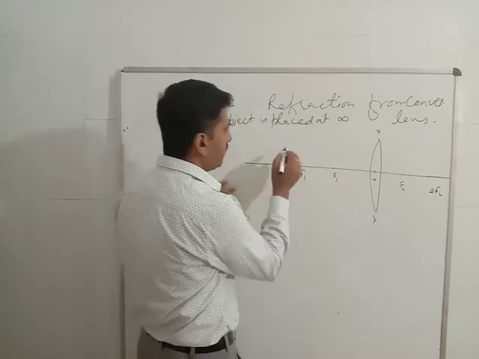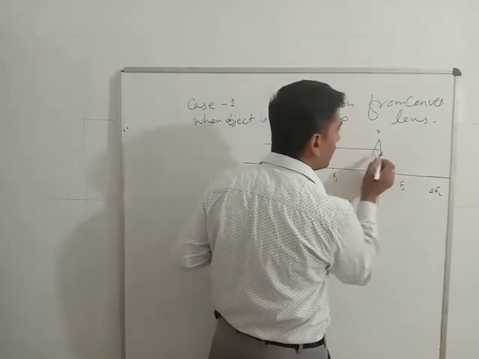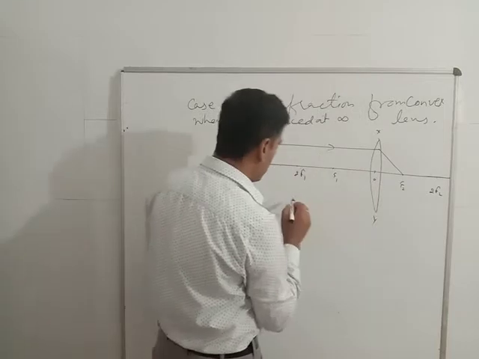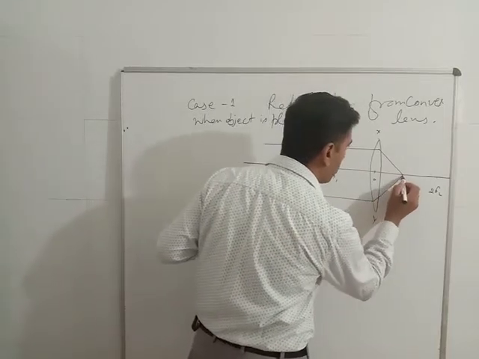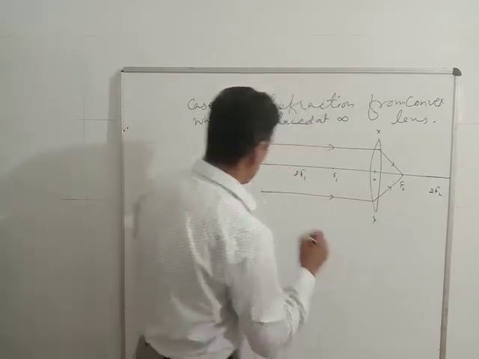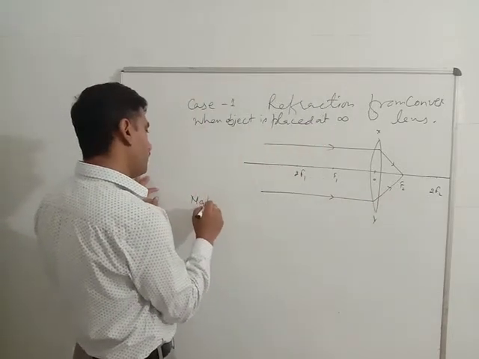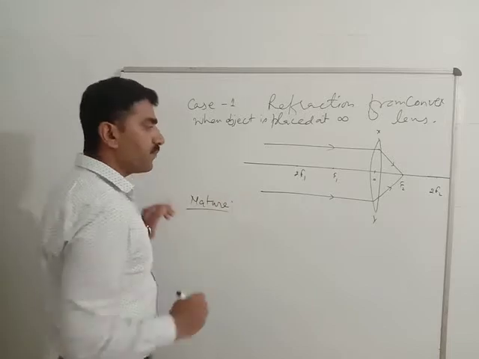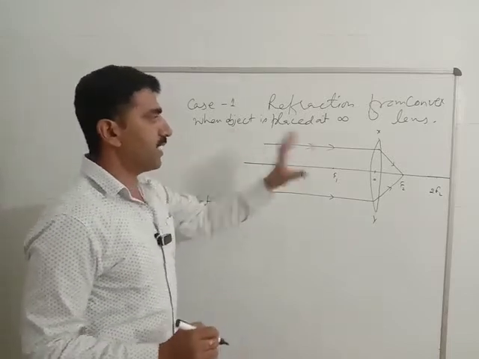So when the object is at infinity, the rays of light will come parallel. It's converging, so it will converge here. You can make one from this side and it will converge here. So this is your image, formed at the focus. So you are supposed to write the nature now. Just only 2 things you have to remember: the case and its nature, and the diagram.